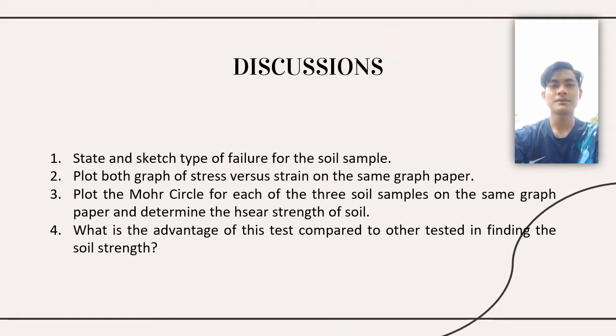Number 2, to plot the graph of stress versus strain on the same graph paper. Number 3, plot the Mohr circle for each of the 3 soil samples on the same graph paper and determine the shear strength of soil. And finally, what is the advantage of this test compared to other tests in finding the soil strength?